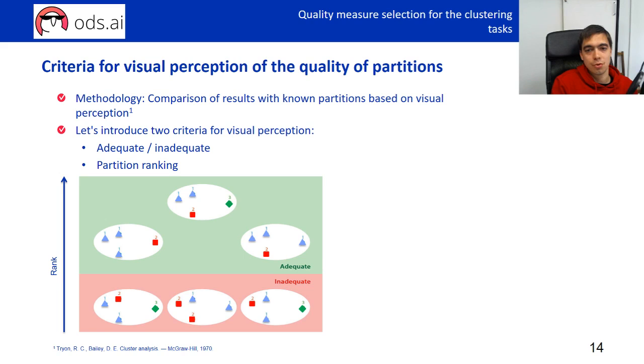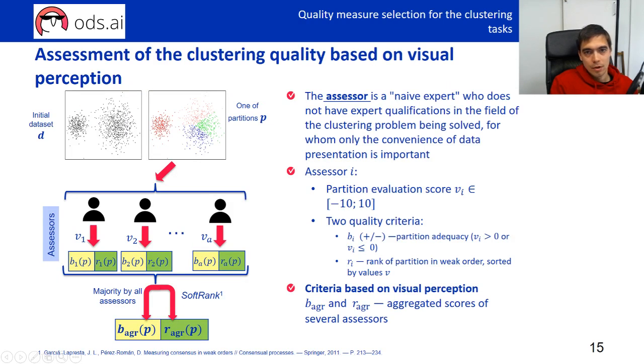Let's introduce two criteria for visual perception. The first one is evaluating the partition as adequate or inadequate, the binary criterion. And the second one is comparison of partitions with each other for the purpose of ranking. Next, let's consider the problem of assessing the clustering quality based on the visual perception. We'll discuss our criteria in more detail.